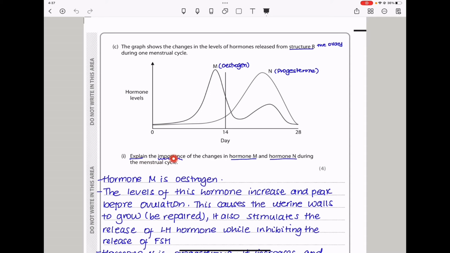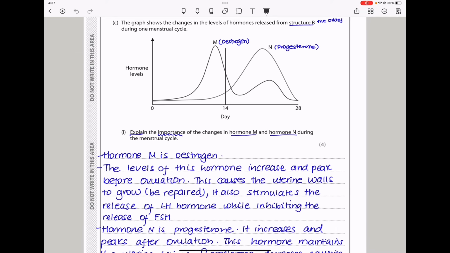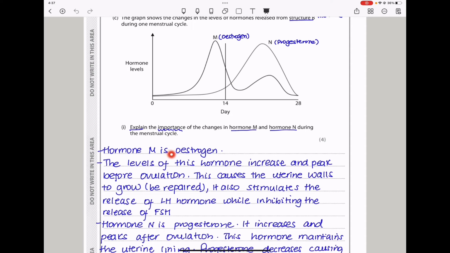So here they say explain the importance of the changes in hormone M and hormone N during the menstrual cycle. I said hormone M is estrogen. The levels of this hormone increase and peak before ovulation. This causes the uterine walls to grow, meaning be repaired, and it also stimulates the release of LH hormone while inhibiting the release of FSH. FSH is follicle-stimulating hormone, and this is luteinizing hormone.